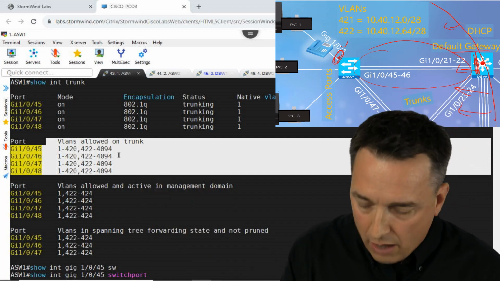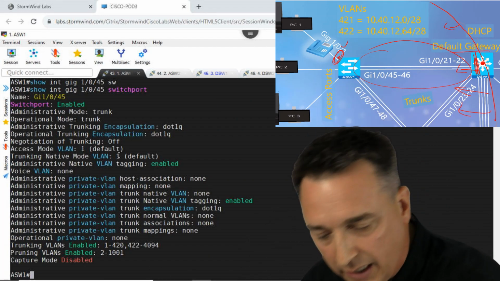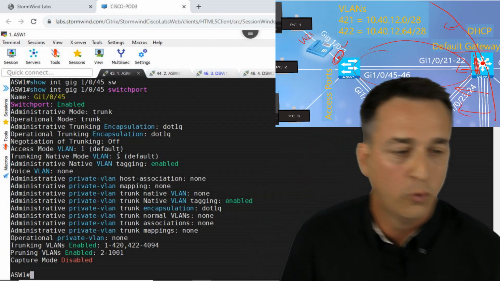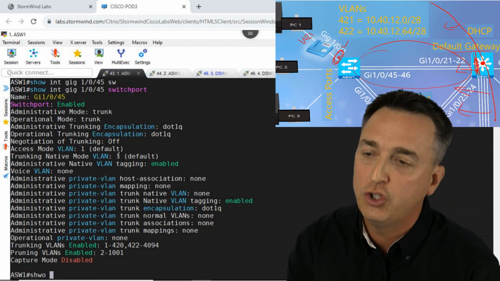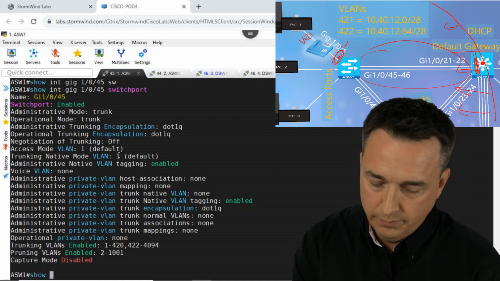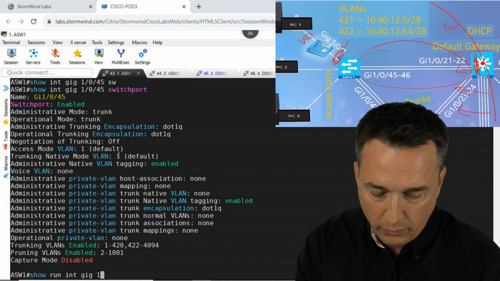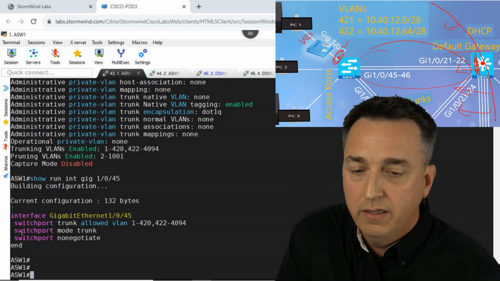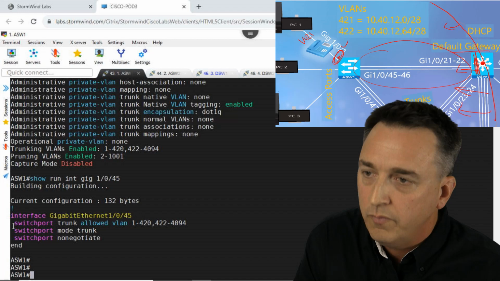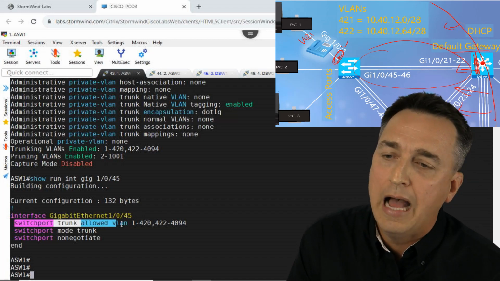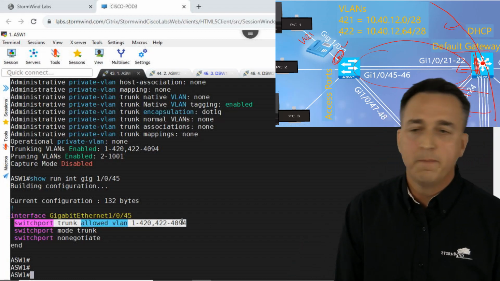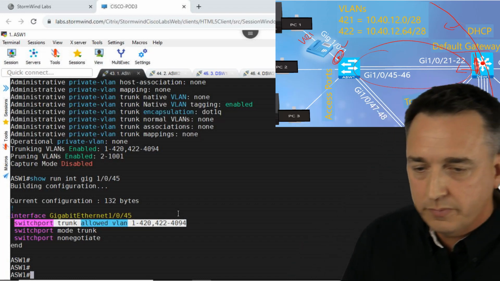So what we're going to do now is, because the PC, by the way, is in VLAN 421. All right, that's what the PC's in, 421. So we'll type in show run, show run interface gigabit 1/0/45. And we'll see here that we have a command that says switchport trunk allowed VLAN 1, 420, 422 to 494 in this particular case.